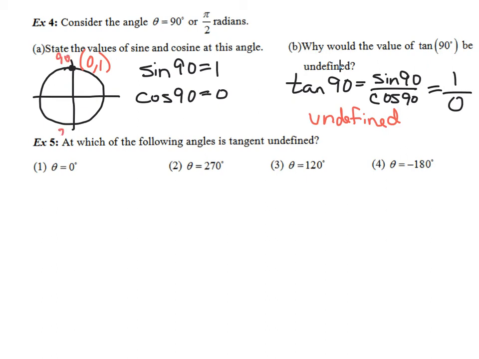Do you see that the next time that happens is at 270 degrees? Because then my ordered pair is (0, -1). So I'm getting undefined tangents at 90, at 270, and if I keep counting going around my circle, I can keep adding 180 degrees on and getting other multiples of 90 and 270. So here I have as my multiple choice answer 270 degrees, because that also has a tangent that's undefined.